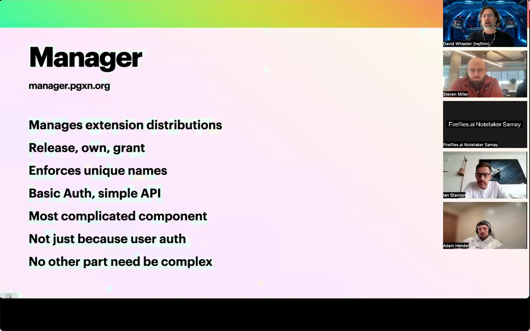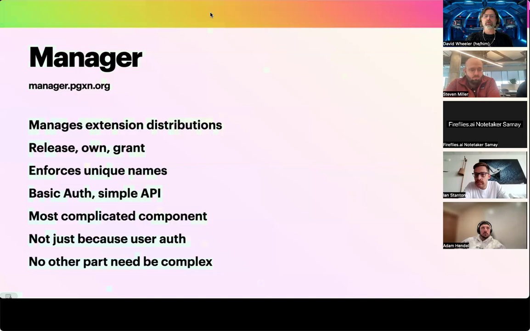Now, if extensions have duplicate names, only one person can own the name. The first person to upload something to the network owns that name, unless they transfer ownership to someone else. So if somebody else creates something with the same name and wants to distribute it on PGXN, they'd have to give it a different name or get with the other person to merge their work. Okay. Yeah. Thank you.